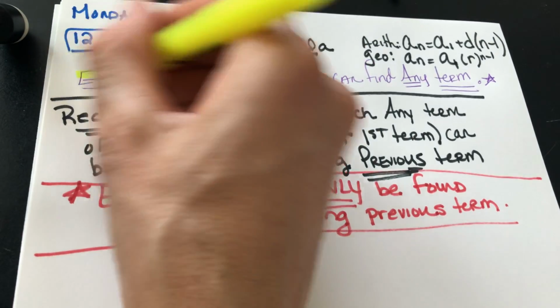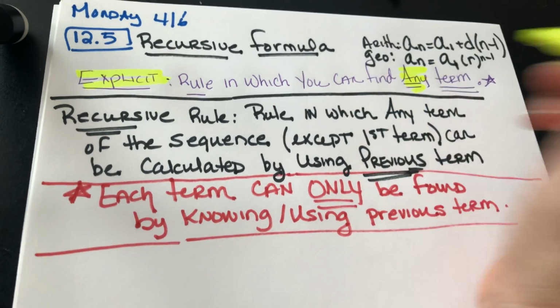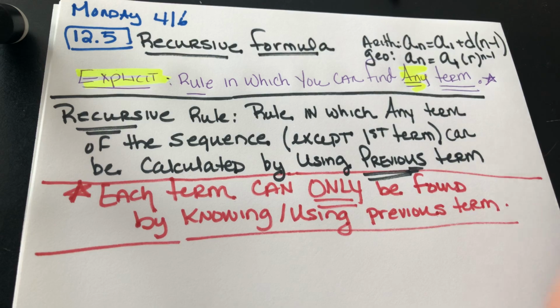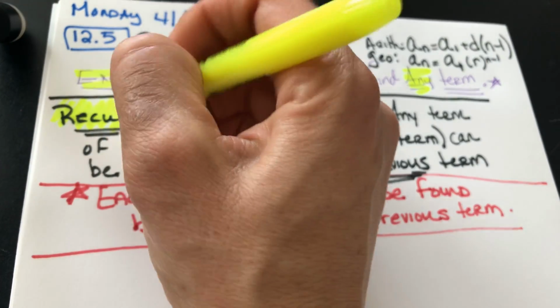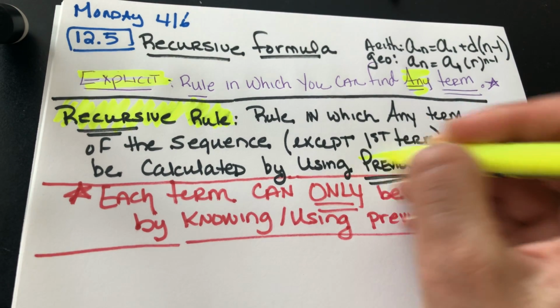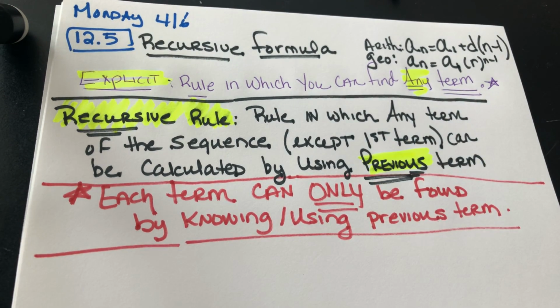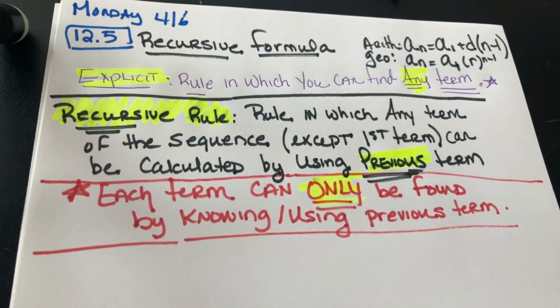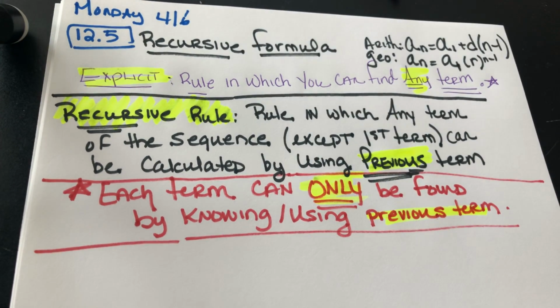Again, explicit, you can find any term you want right off the bat. You just substitute it in. Recursive, the only way you guys can find the 10th term is if you knew the 9th term. And the only way you know the 9th term is if you knew the 8th term and the 7th term, the 6th term, the 5th term, and so forth. So it's definitely a huge difference.